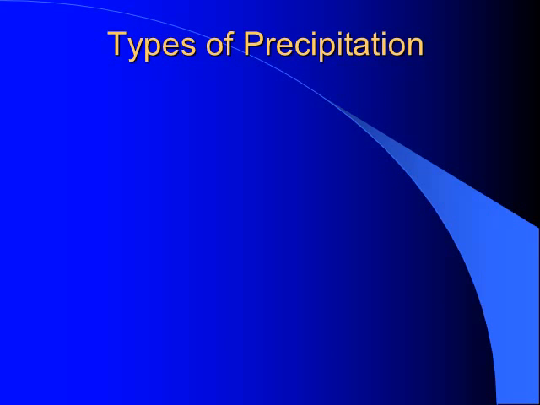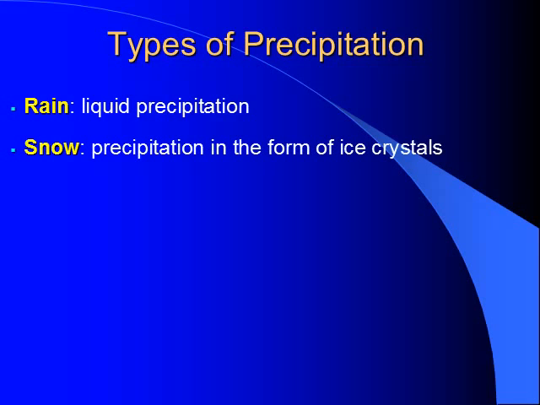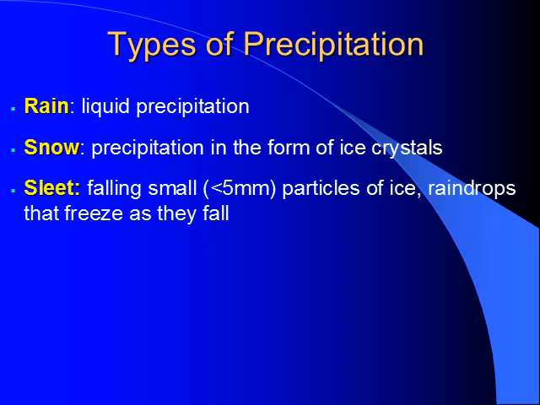So there are 5 main types of precipitation, most of which you should be familiar with. The first one is rain, which is liquid precipitation. Hopefully you guys are all good with what that is. Snow is precipitation that's in the solid form, not the liquid form. And the solid is ice crystals.